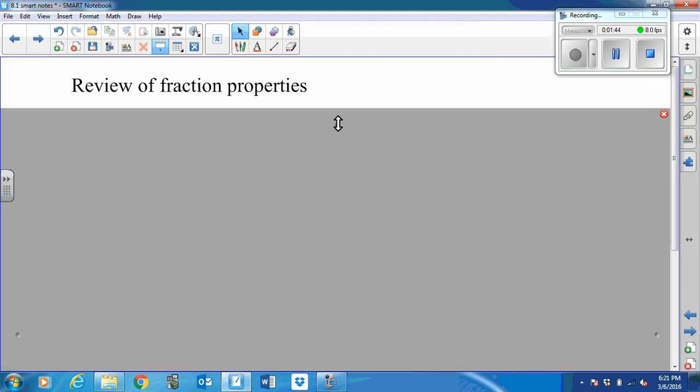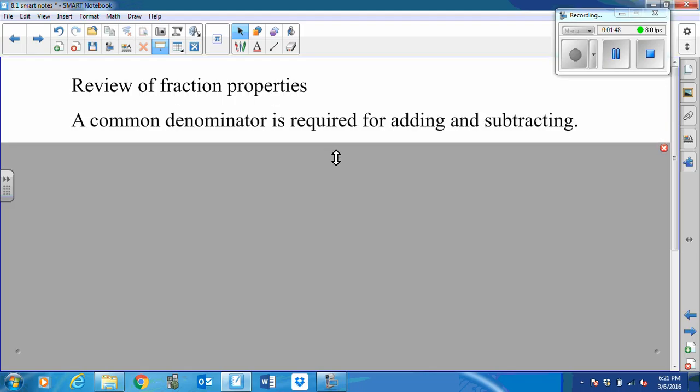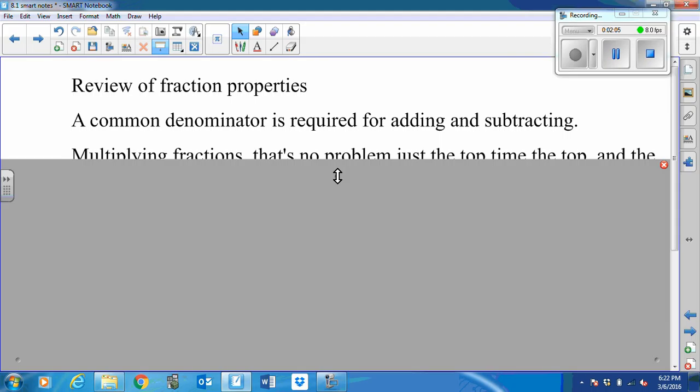Just a review of fraction properties because you tend to forget these if you haven't used them repeatedly. A common denominator is required for adding and subtracting fractions. Please remember, it is not required for multiplying and dividing fractions. Adding and subtracting fractions is far more difficult than multiplying and dividing fractions.